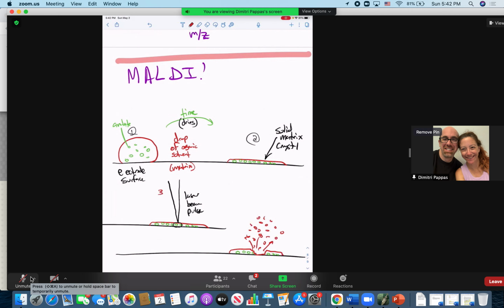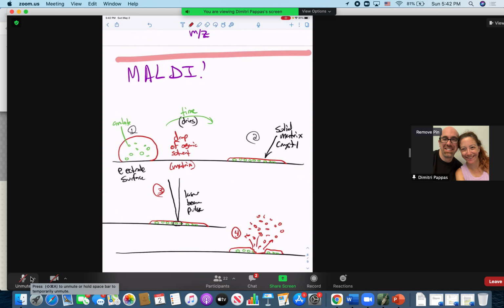So the laser fires in step 3, and then in step 4, like a nanosecond later, you get an explosion from the surface. And in this explosion, you get clusters of matrix molecules, and your analyte also gets blown out into the gas phase in ionized form.